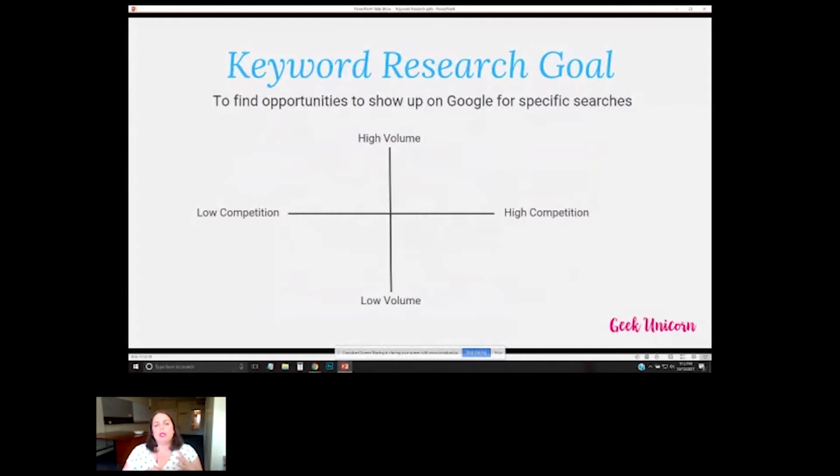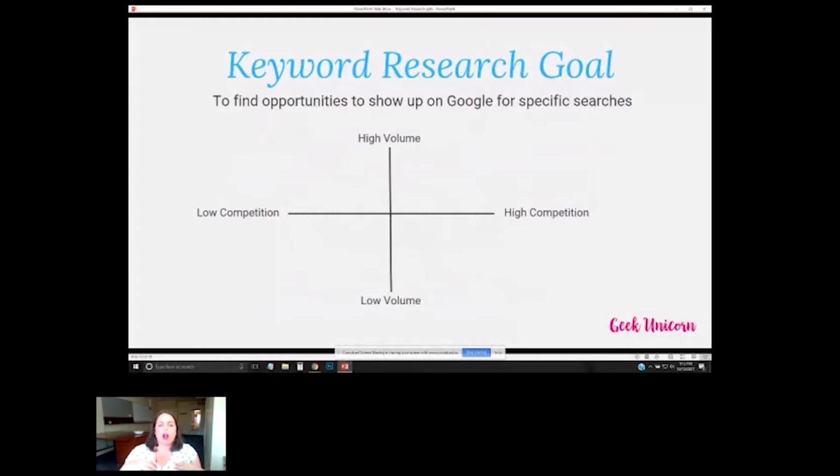Okay, so the goal of keyword research is to find opportunities to show up on Google for specific searches. So when you're researching keywords, you're looking for places that are being searched often that you can outshine, that you can come above the competition, and rank at least on page one, if not number one.